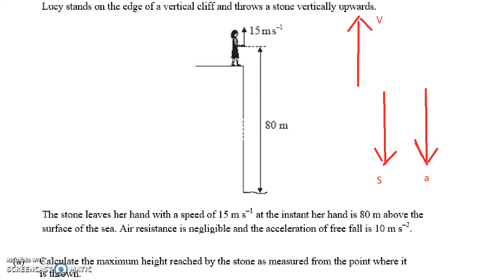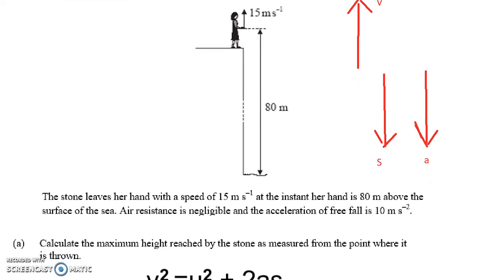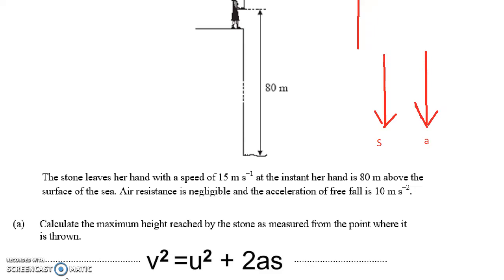where it's thrown. We don't have any time information here, so the equation we're going to use is v squared equals u squared plus 2as. We know it starts off at a certain speed, because at the top of this throw, it will stop. We know that the final speed, v, is going to be equal to 0. And we know 2 times acceleration, and we're looking for the maximum height there.